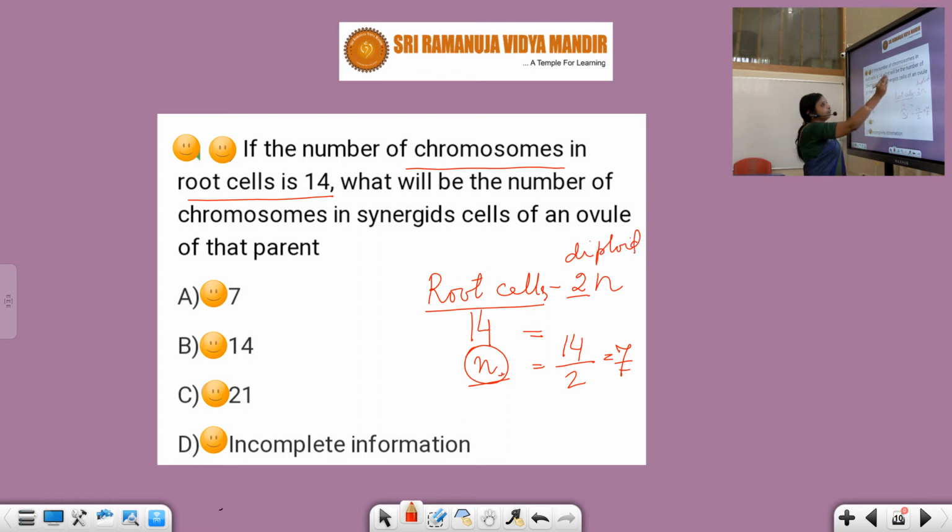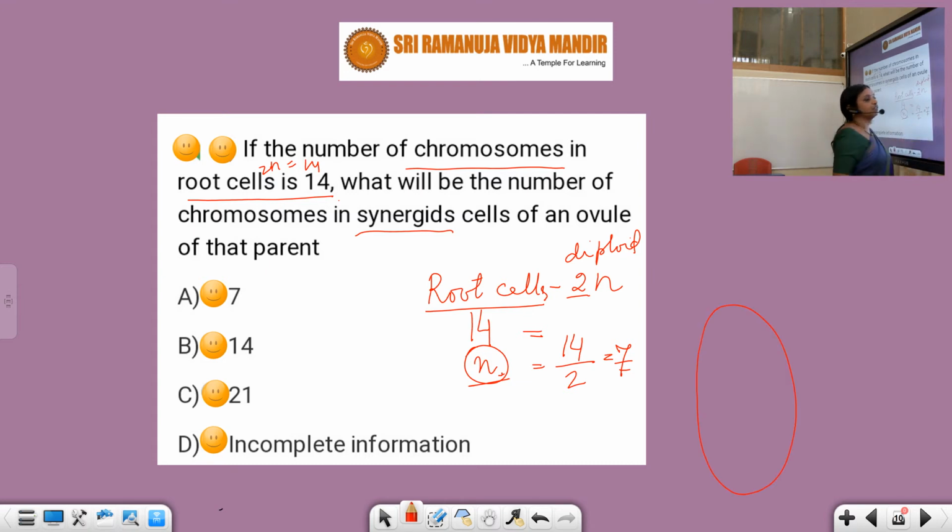So if the number of chromosomes in root cells is 14, that means in 2n condition it is 14. What will be the number of chromosomes in synergids, cells of an ovule of that parent? In the same parent, if root cells have 14 chromosomes, how many chromosomes will be there in the synergids? Synergids are present in the embryo sac itself.